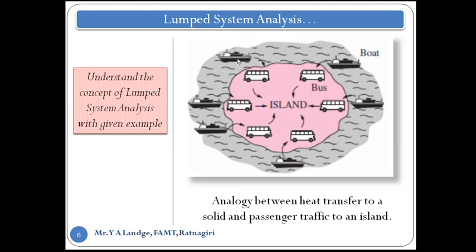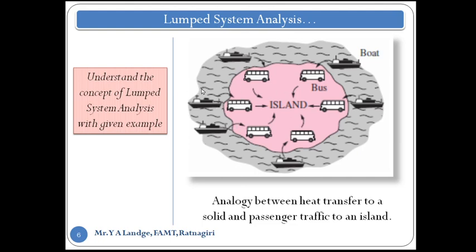The same thing happens again: 10 people come, 10 people sit in the bus and reach their destination. So if the number of buses, boats, and people is matched, there is no chance of accumulation of people at the harbor. Passengers continuously come and go, so they move smoothly from the harbor to the island.